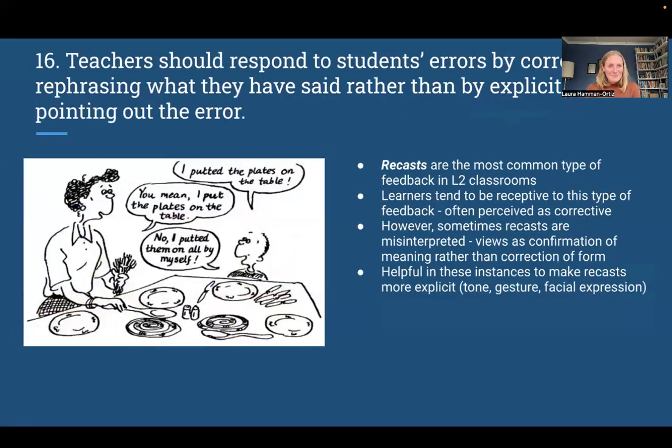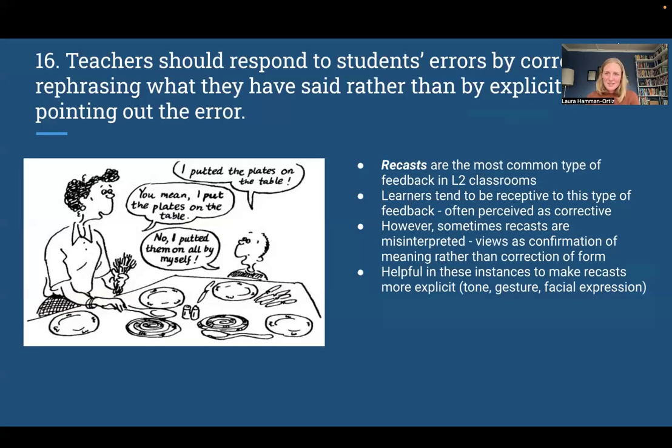All right, number 16: teachers should respond to students' errors by correctly rephrasing what they have said rather than by explicitly pointing out the error. So this one is an interesting one. We do know that recasts are the most common way that teachers give feedback to students in second language classrooms where they're learning a new language.